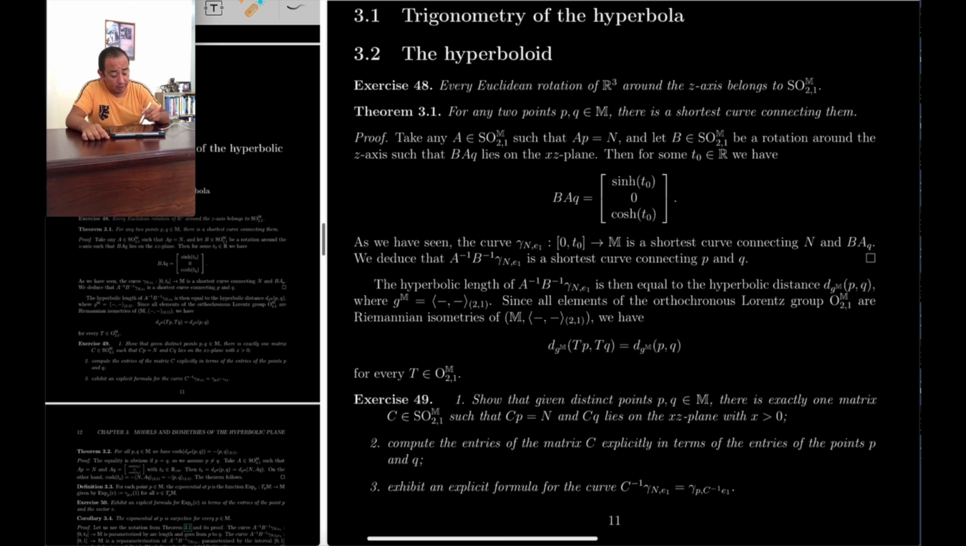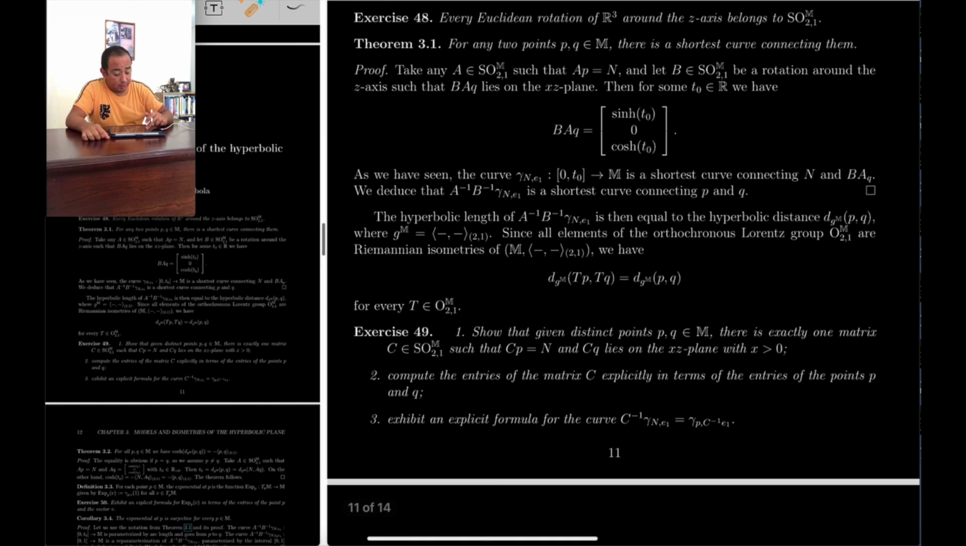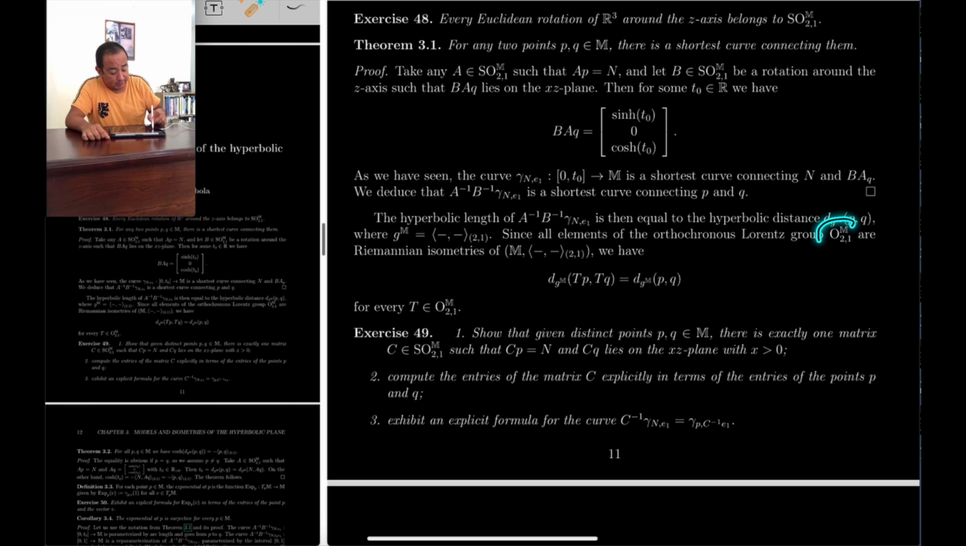Now as we saw earlier, once we have a shortest curve, the length of that shortest curve is equal to the distance between the points. Because the distance was defined as the infimum of all the lengths of all the curves connecting them, of all the hyperbolic lengths. Of course also, since the elements of the orthogonal Lorentz group are Riemannian isometries of the hyperboloid, they have to preserve this distance. So we have this equality for all elements of the orthogonal Lorentz group.